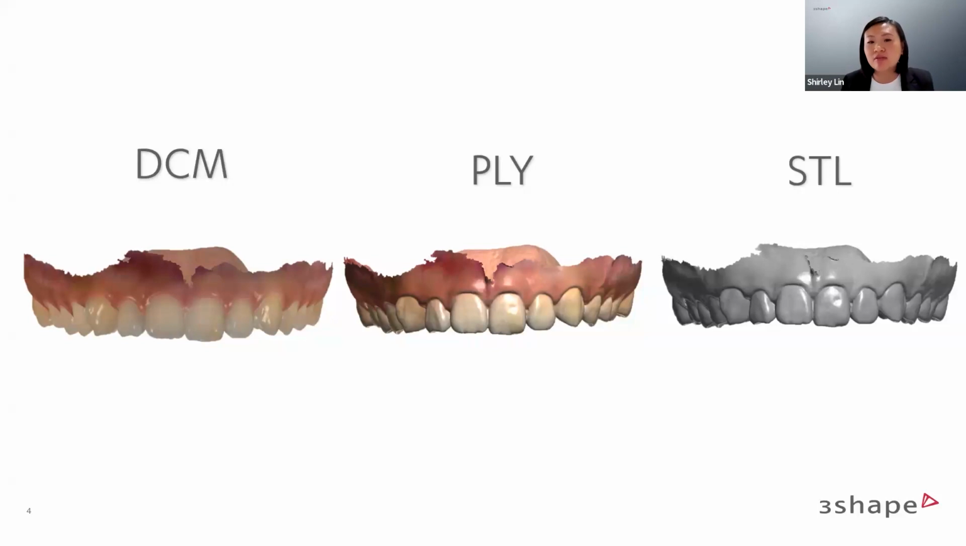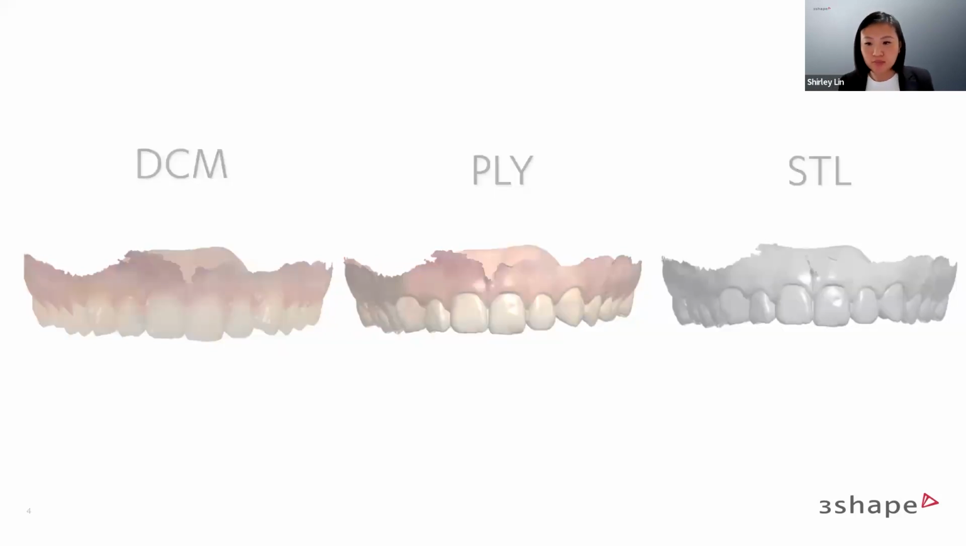There are three main file types of digital impressions. So you've got your DCM, which is more of your realistic colors, your PLY, which is more of your basic color representations, and also your STL, which is your mono digital file type. STL is probably going to be the most common one used amongst all your labs and is accepted amongst almost every lab, basically.